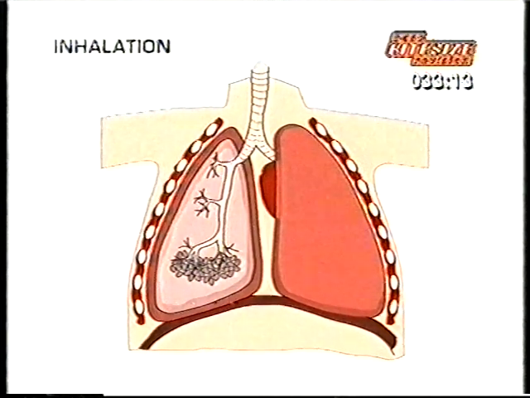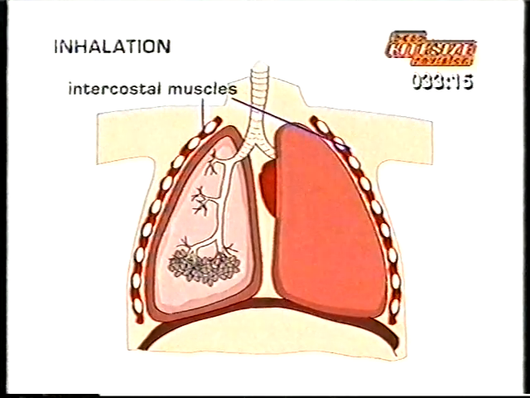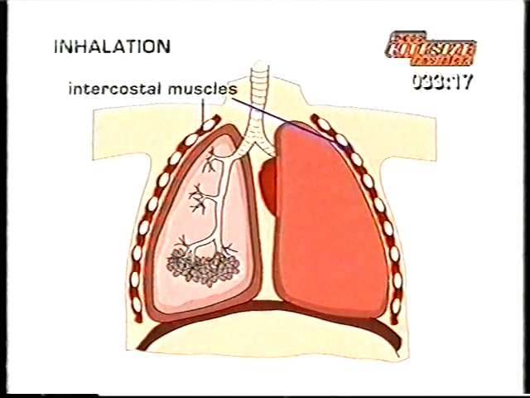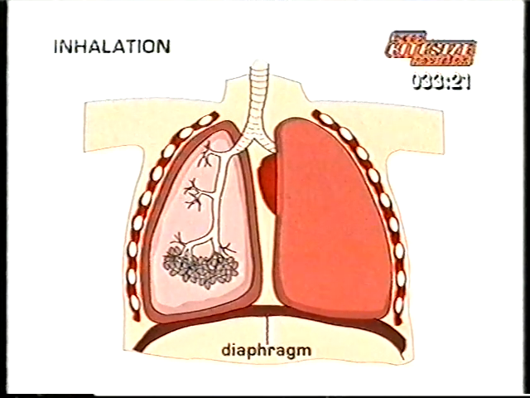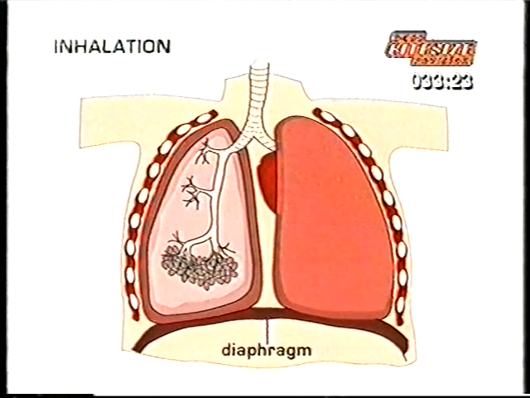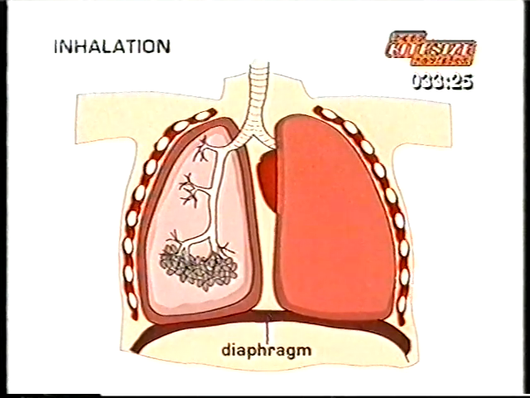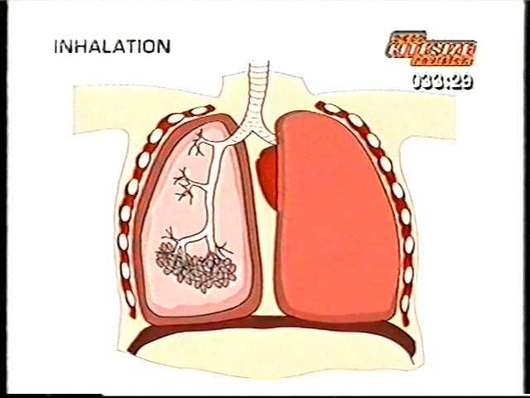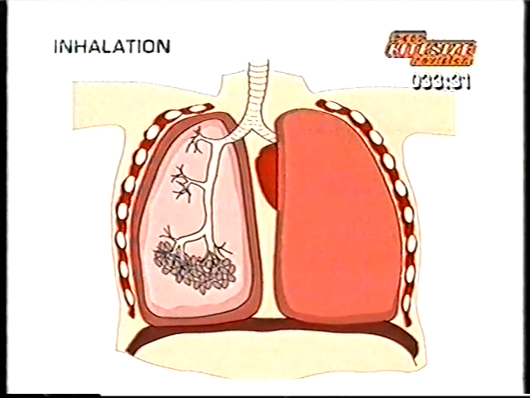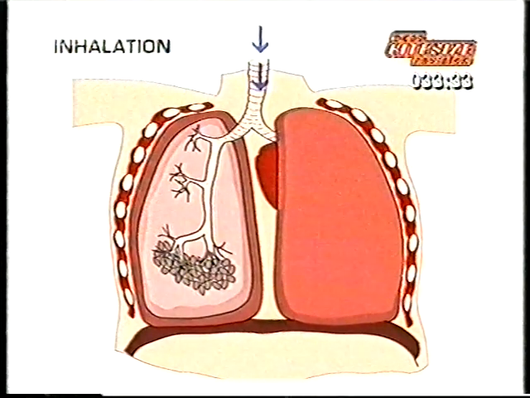During inhalation or breathing in, the intercostal muscles move the rib cage upwards and outwards. The diaphragm contracts and becomes flatter and less dome-shaped. That increases the volume inside the thorax, that's the chest cavity, making the pressure inside lower than the atmospheric pressure outside. That makes air rush into the lungs.